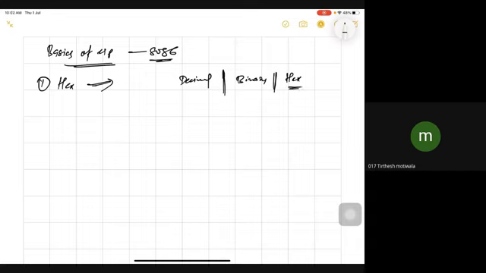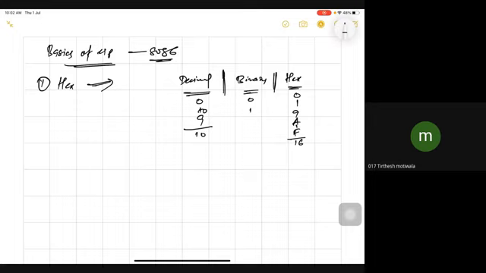Now, we know that in decimal there are 0 to 9, a total of 10 digits. In binary we have only 0 and 1, 2 digits. While in hex we have 0 to 9 and A to F, a total of 16 digits.